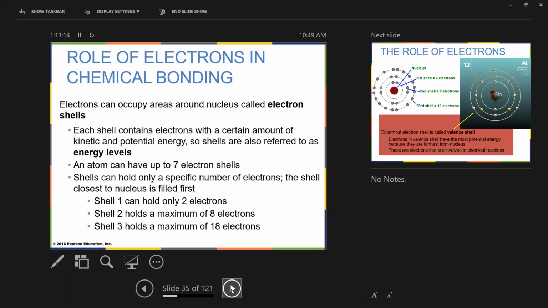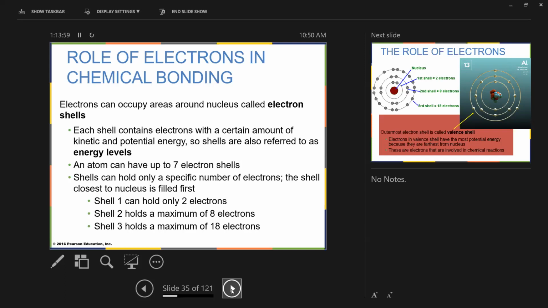So if you have 10 protons, you have 10 electrons. You put two electrons in the first shell. You put eight electrons in the second shell. The second shell can only hold eight electrons, but you're fine. You put all your electrons where they belong: 10 protons in the nucleus, two electrons in the first shell, eight electrons in the second shell. First shell can only hold two electrons. Second shell can hold eight.